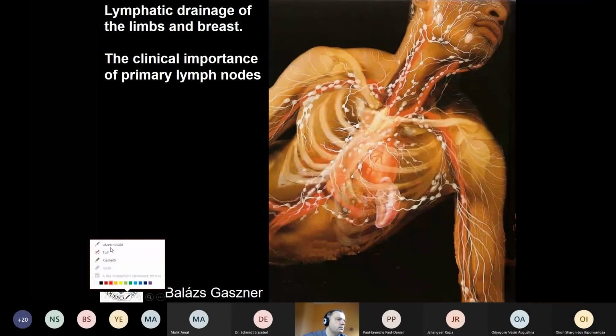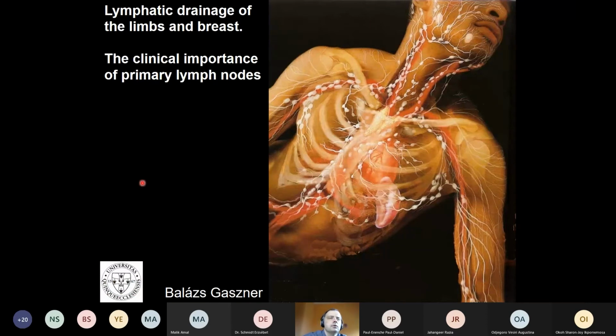Today we have to introduce a quite new topic of anatomy, and this is about lymphatic drainage of the limbs, of the breast, and the surface of the trunk, and their clinical importance.